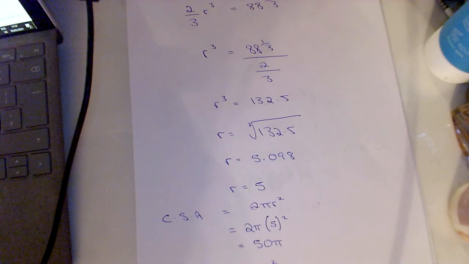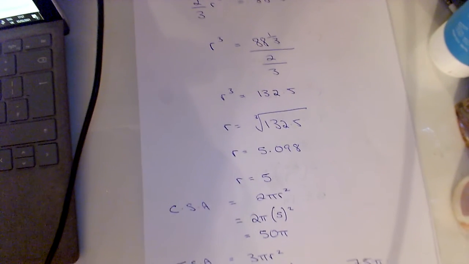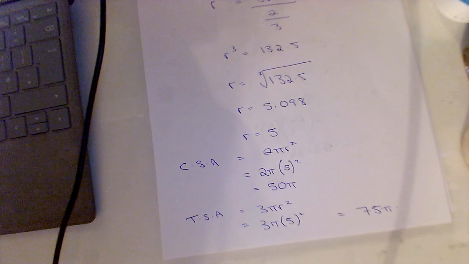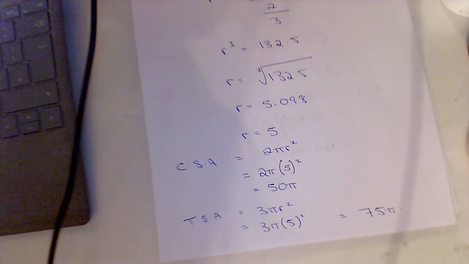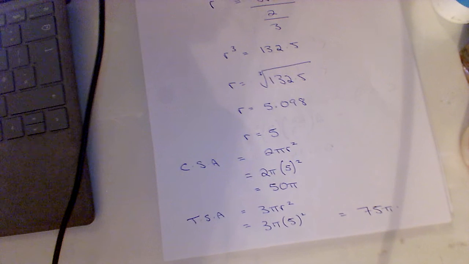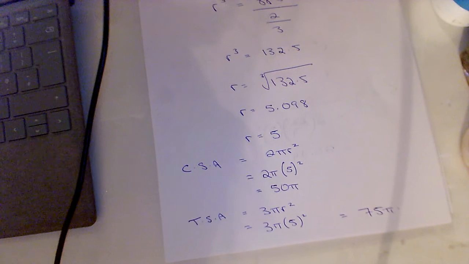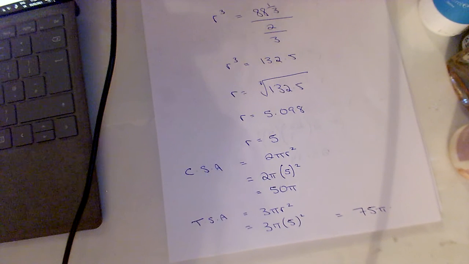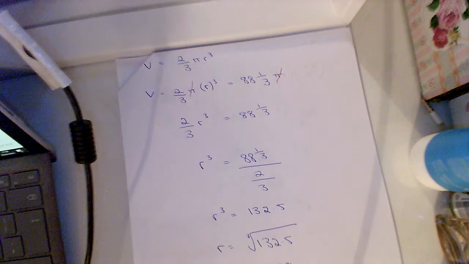Then I have my curved surface area is 2 pi r squared. That's 2 pi bracket 5 to be squared, and I get 50 pi for my curved surface area. My total surface area, the formula is 3 pi r squared. So it's 3 pi bracket 5 to be squared, and I get 75 pi. Okay, for part B then I have total surface area is equal to 3 pi r squared.